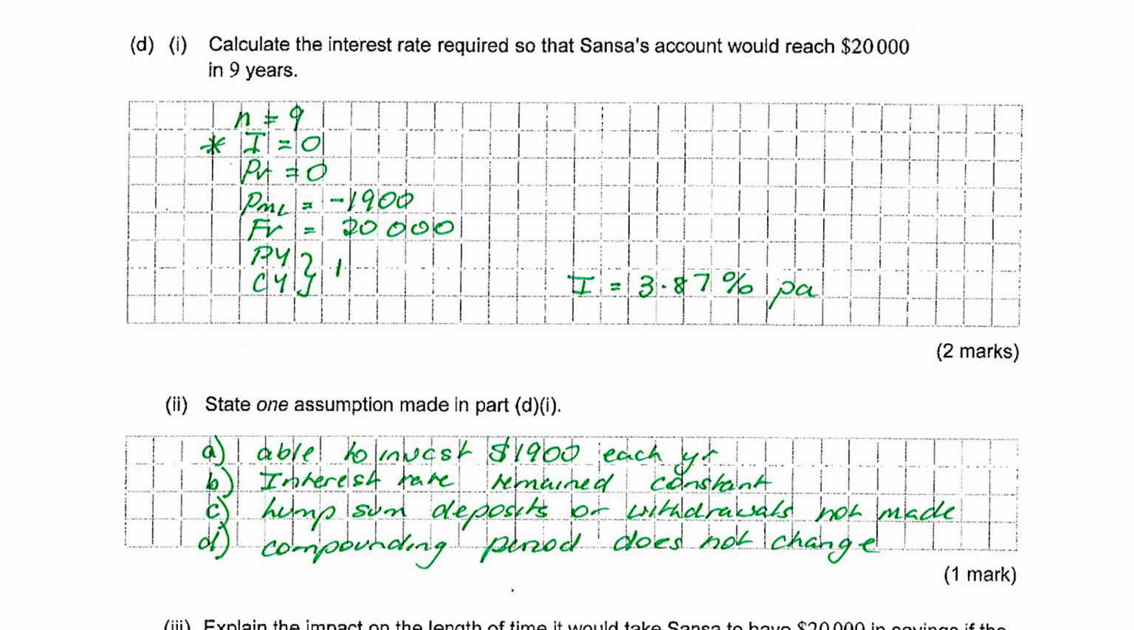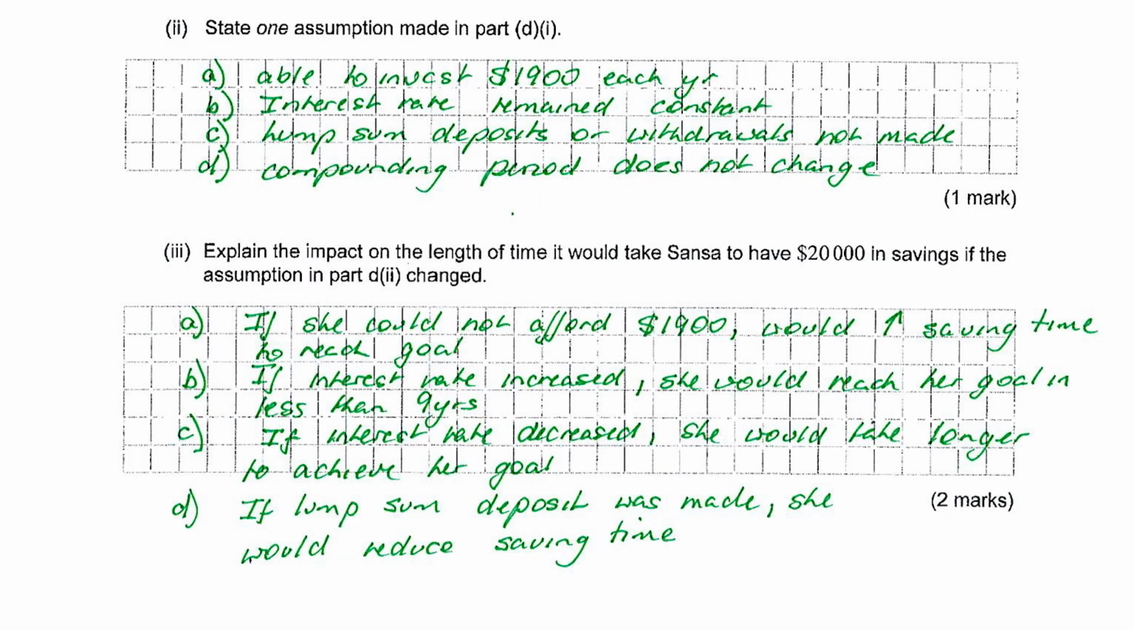We did try to read part 2 and the next part together, and so marks were sort of awarded between the two: explain the impact on the length of time it would take Sam to have $20,000 in savings if the assumption in D part 2 changed. So the impact needs to be linked to the assumption, and there's a variety of different things that they could say for that. Students also tend to get to the next part and then restate what they were saying. So if they could state another assumption and explain that well, then we figured that's okay, they've just done extra work between those two sections.